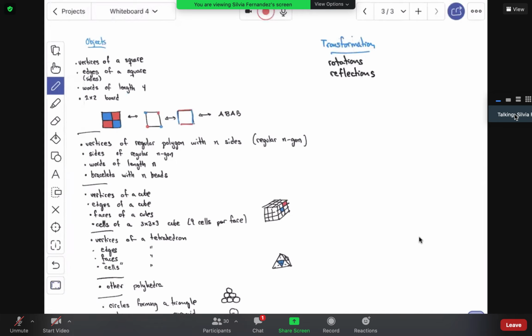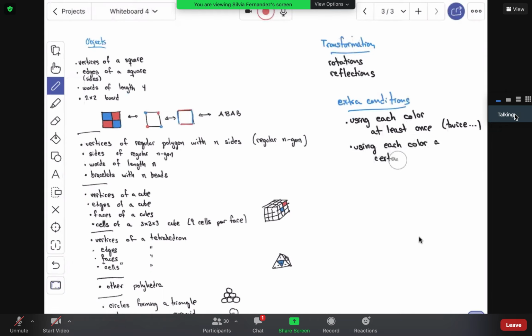And then for extra conditions, and I'll finish with this, and then we'll see how to solve them with the method next time, at least the first part of it. For the extra conditions, we have using each color at least once or twice or whatever, 3 times, using each color a certain number of times. So I can tell you, use each color exactly 3 times if there are 9 things that you need to color. Or if there are these 9 circles, I can tell you 1 blue, 2 green, 3 red. How many ways can you do that?